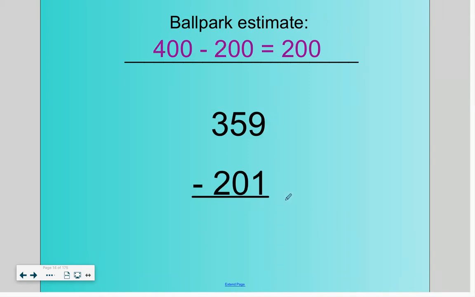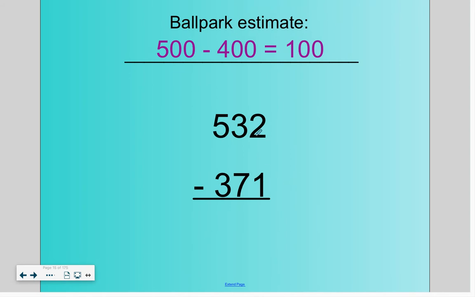Again, can we take 1 away from 9? Yes, there's more on the top. We can stop. Can we take 0 away from 5? Yes, 5 minus 0 is 5. And 3 minus 2 is 1. We get an answer of 158. That is close to our ballpark estimate of 200, which we use to see if our answer is reasonable.